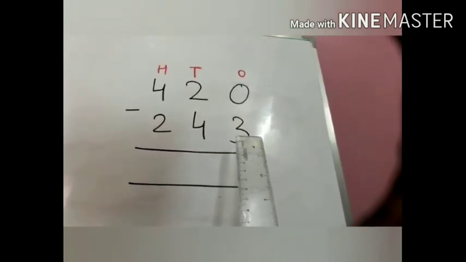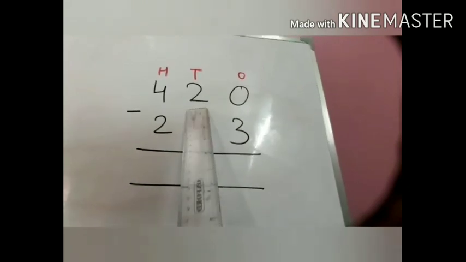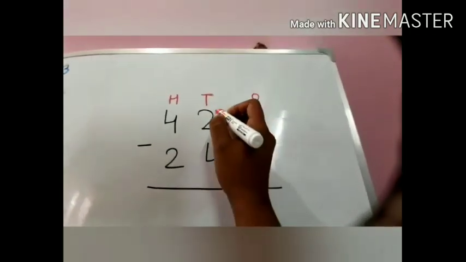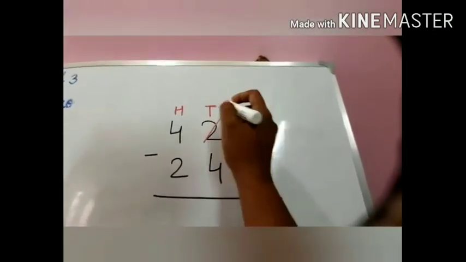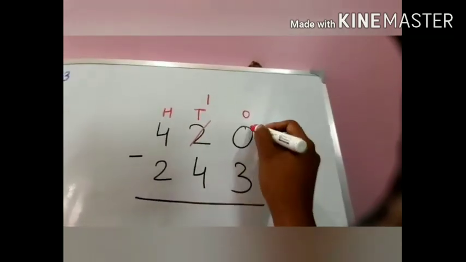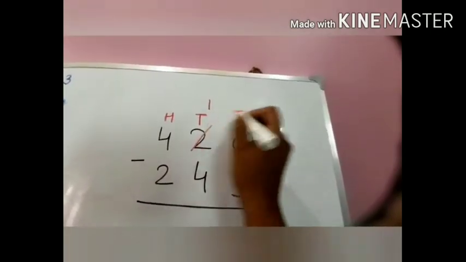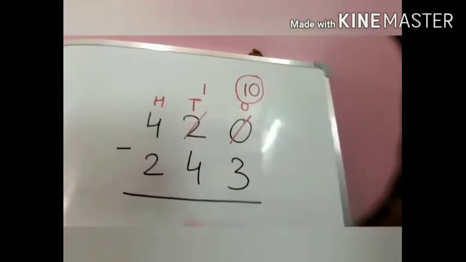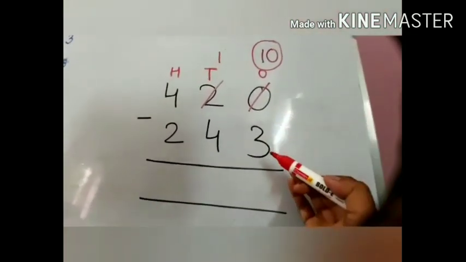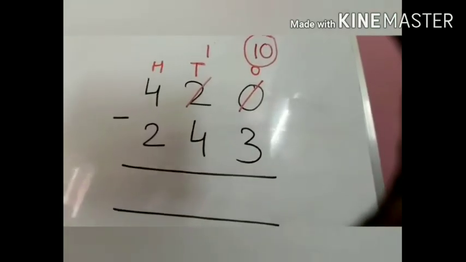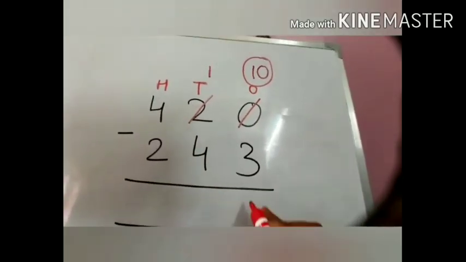So what do I have to do? Yes, I have to borrow 1 from the tens place digit. So 2 will become 1, as I am taking 1 from here to the ones place, and 0 will become 10 plus 0, that is 10. So from 10, if I take away 3, how much remains? Count. Yes, it is 7.